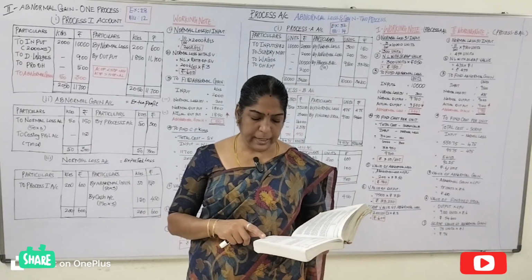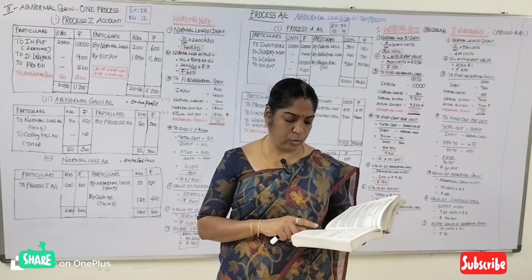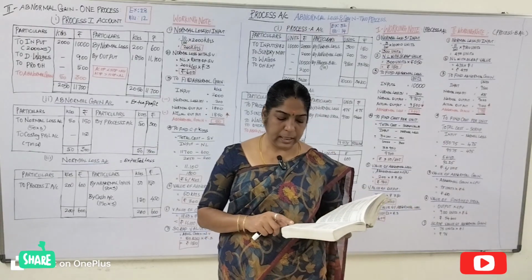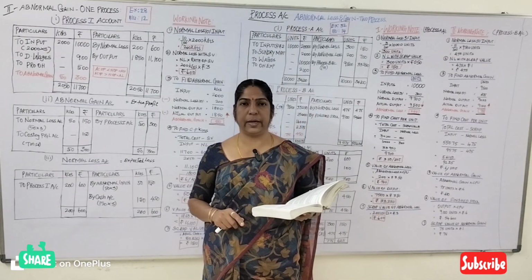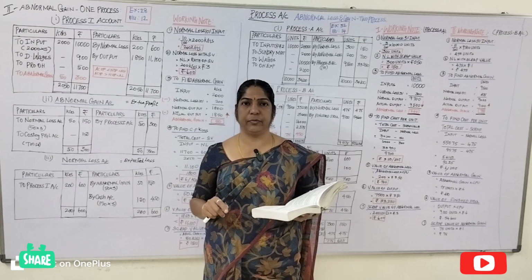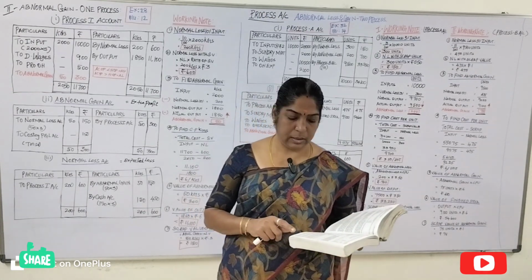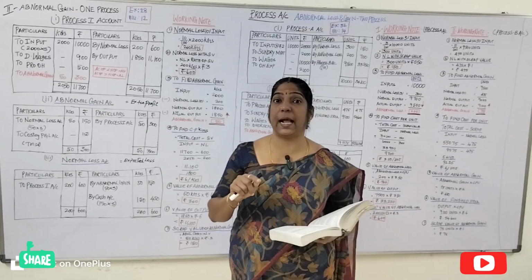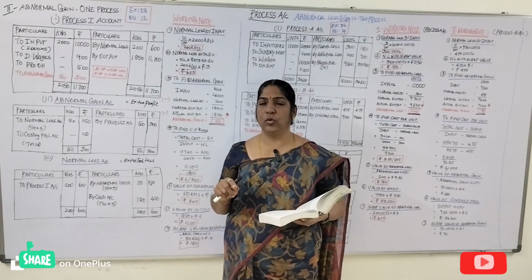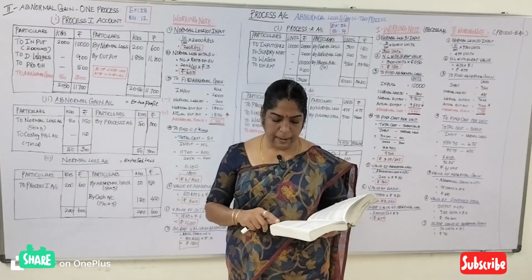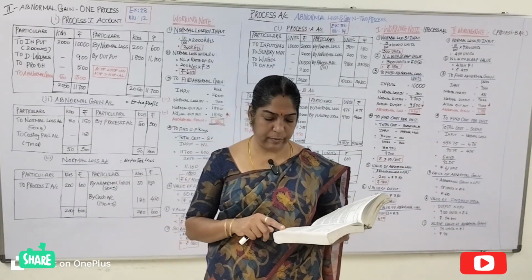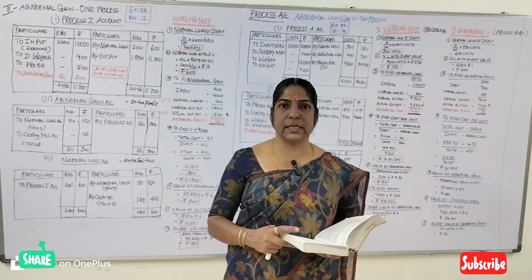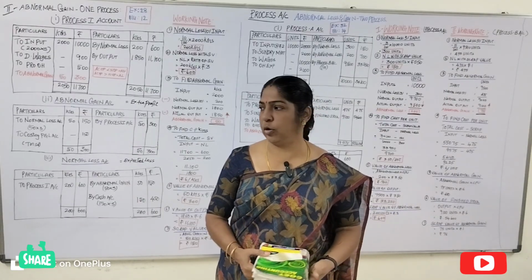Then direct wages, how much? 900 rupees. And production overhead, how much? 500 rupees. Then normal loss is estimated at 10% of input. Then they given wastage is sold. What is meant by wastage? That means scrap value. Scrap value is sold at rupees 3 per kg. Then actual output they have given, that is 1850 kgs. What did they ask us to prepare? We are going to prepare the process 1 account.